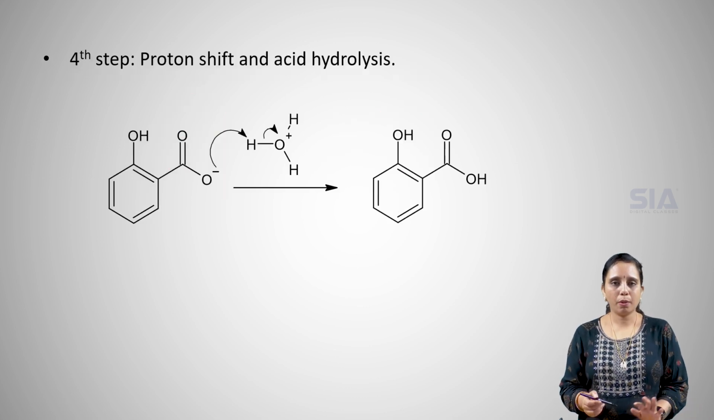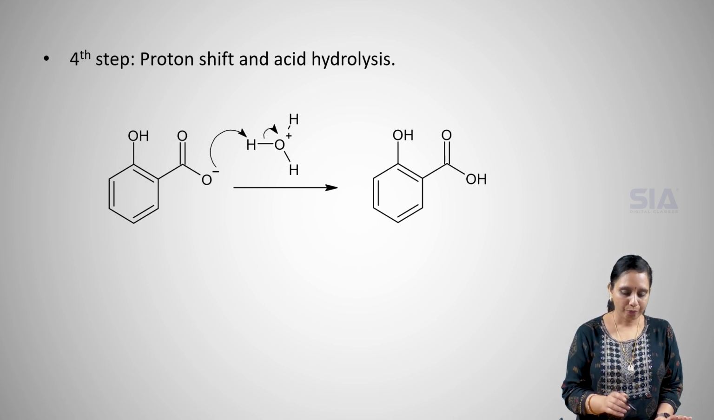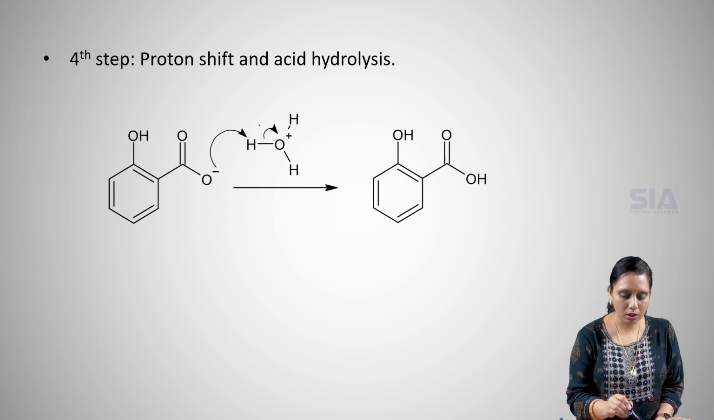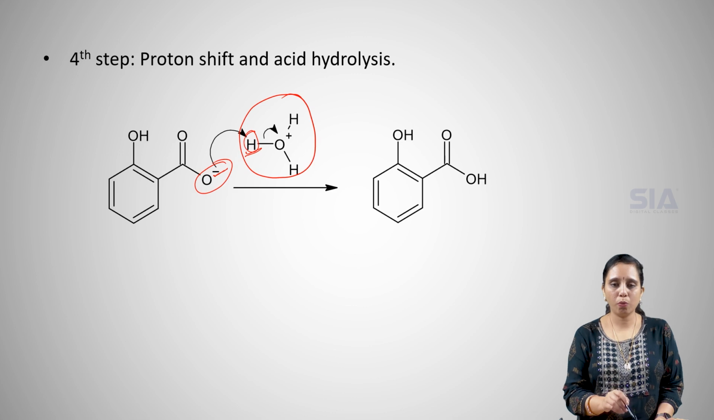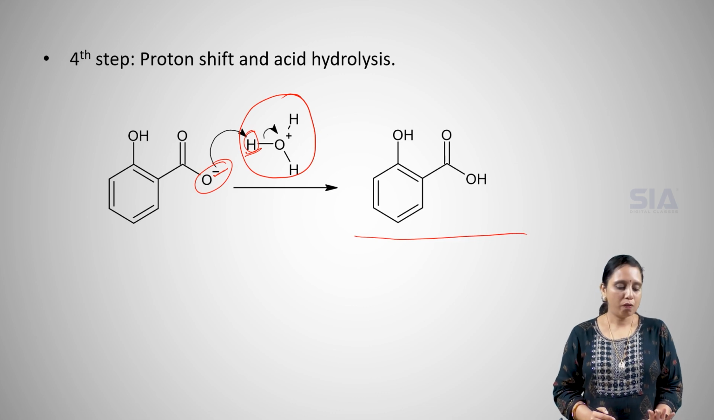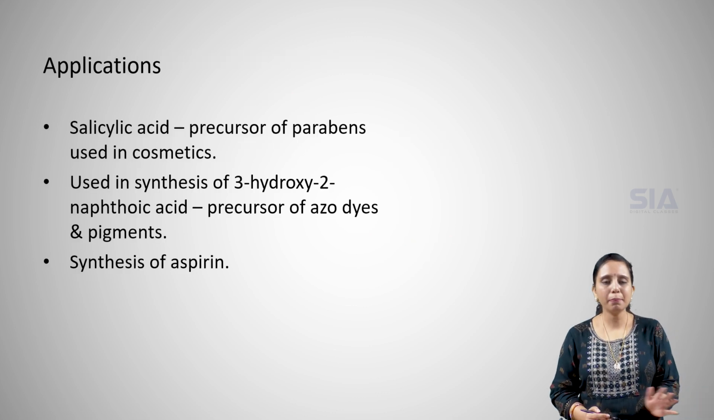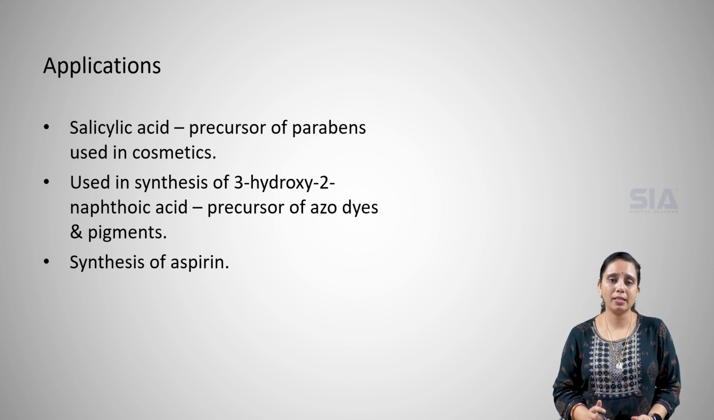In the fourth step, again there is a proton shift and acid hydrolysis both. The proton shift is shown here like this. Due to the donation of this negative charge to this hydrogen, the proton gets shifted onto this oxygen atom, and due to the addition of H3O plus, which is acid hydrolysis, the product salicylic acid is formed. There are many uses of this reaction, especially of salicylic acid. The product formed here is salicylic acid.